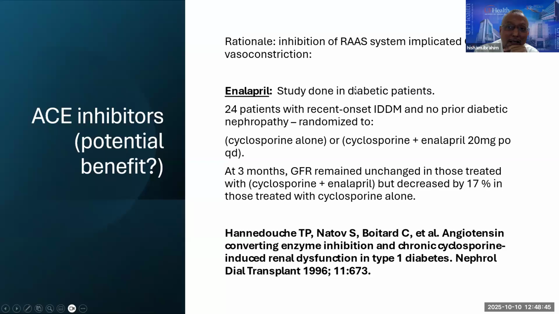So with enalapril, this is a study done on diabetic patients, and these are not transplant patients apparently. And to be honest, I haven't looked at the study. I just looked at the abstract. These are type 1 diabetics, newly diagnosed, recent onset, who had no prior diabetic nephropathy. And these patients were put on cyclosporin. So either cyclosporin alone or cyclosporin with enalapril.